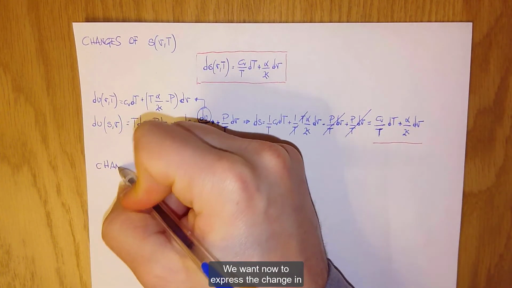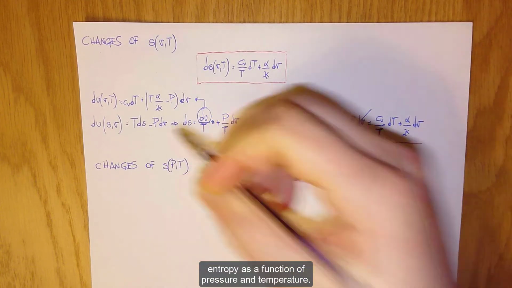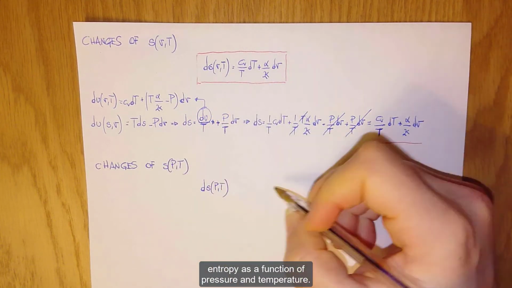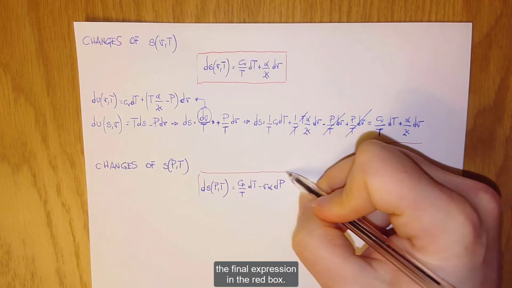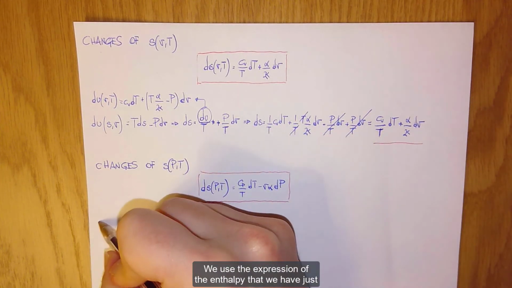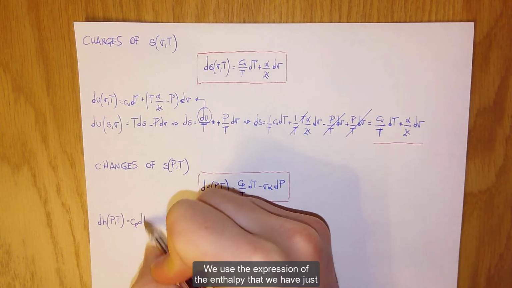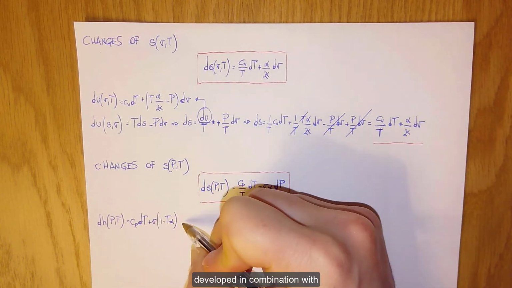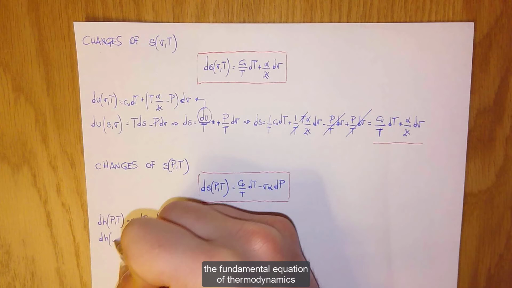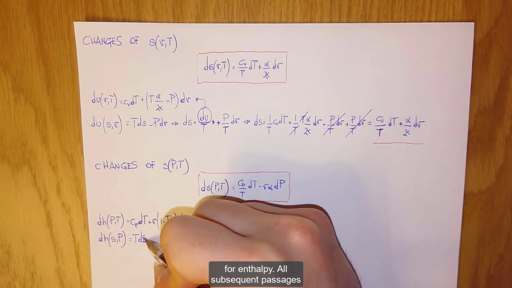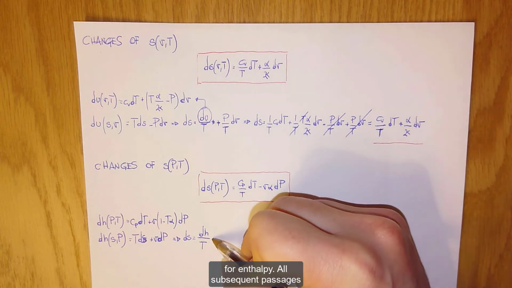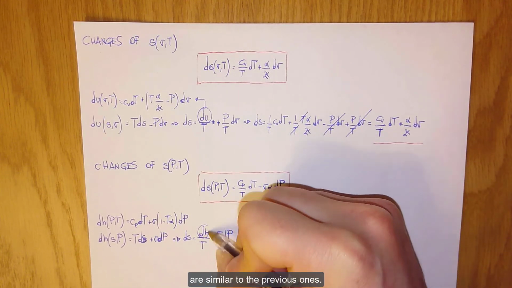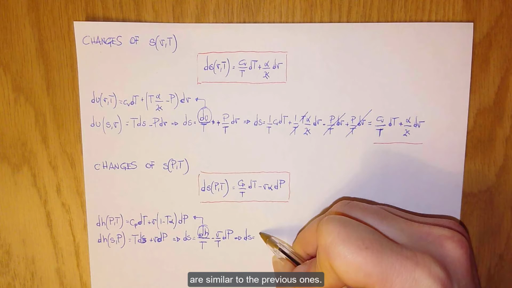We want now to express the change in entropy as a function of pressure and temperature. Our objective is to reach the final expression in the red box. We use the expression of the enthalpy that we have just developed in combination with the fundamental equation of thermodynamics for enthalpy. All subsequent passages are similar to the previous ones.